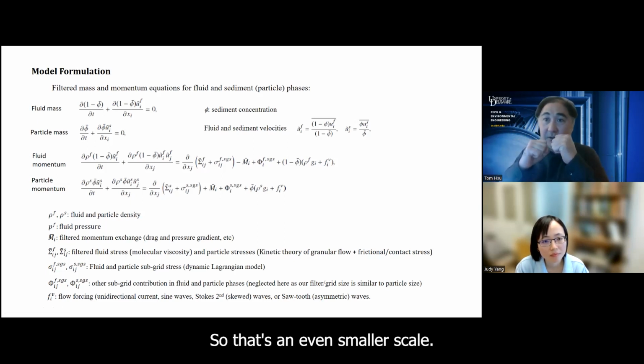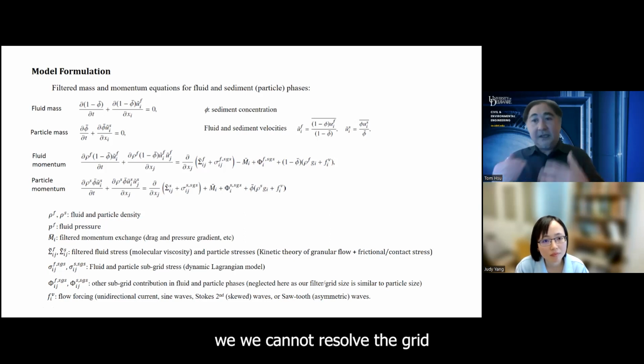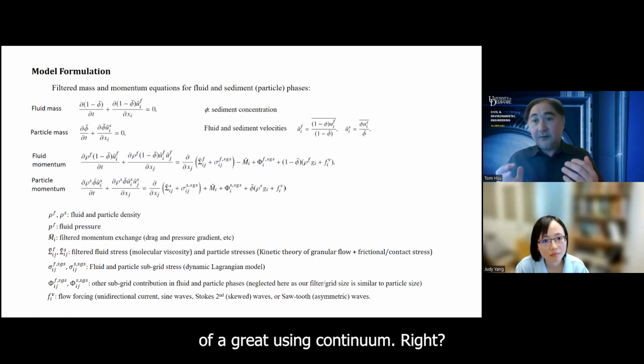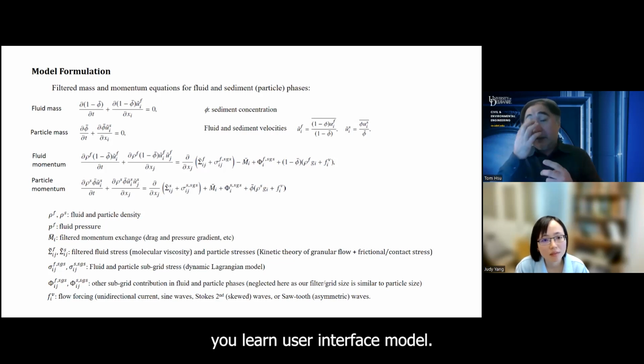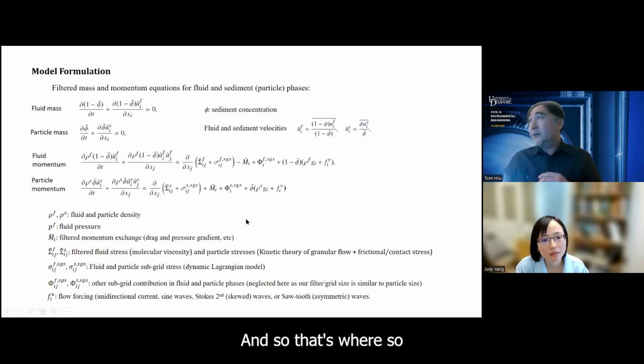So that's even smaller scale. Just to point out, we cannot resolve the grains anyway. We model the group behavior of grains using a continuum, right? This is because this is a Eulerian two-phase model. And so that's where the intergranular interaction is phrased in terms of stresses here.